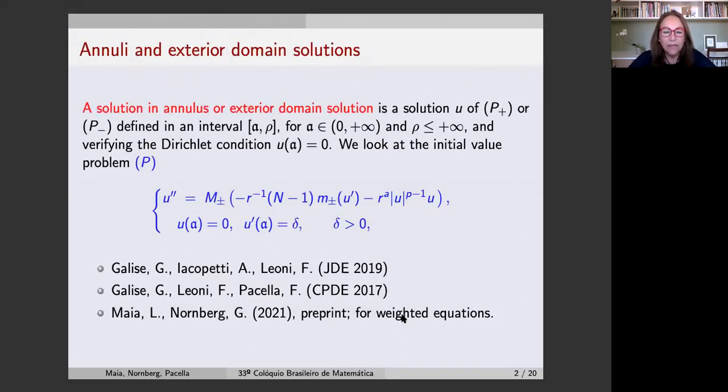The problem of existence of solutions in the exterior domain for Pucci's operator was tackled by Galise, Iacopetti, Leoni in JDE 2019, where they proved the existence of exterior domain solutions, and Galise, Leoni, Pacella, CPDE 2017, where they proved the existence of positive solutions in the annulus. And in Maia, Nornberg, a preprint of 2021, the weighted solutions in annuli and exterior domains.